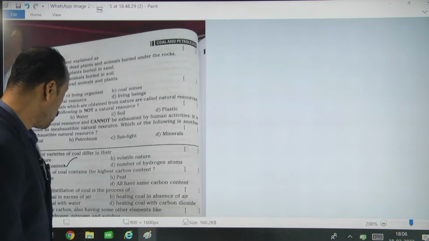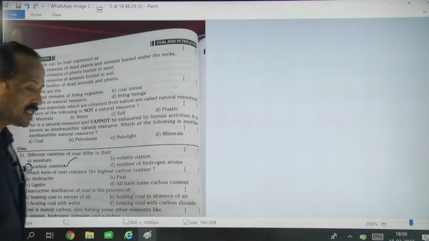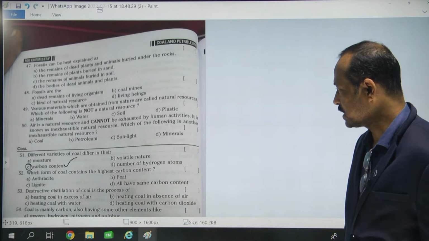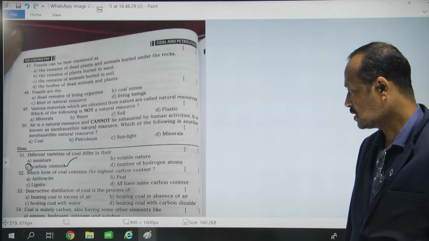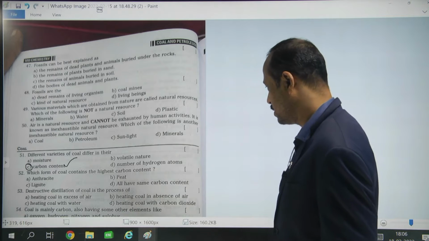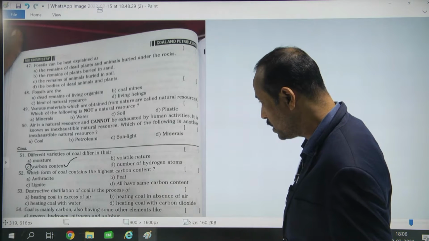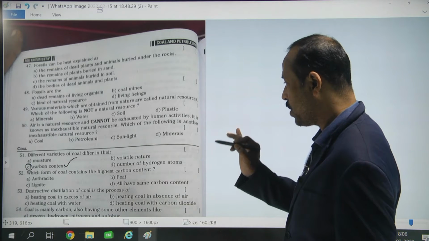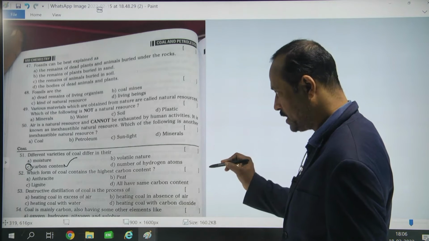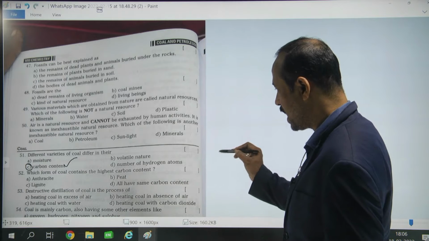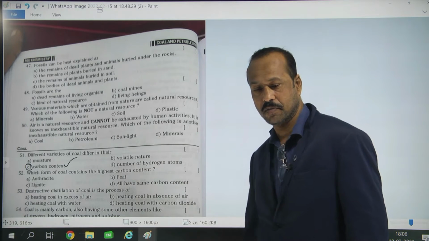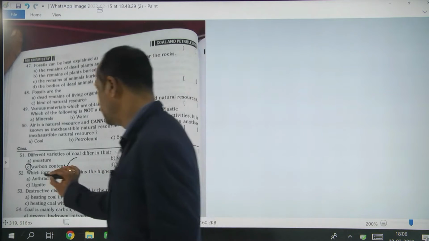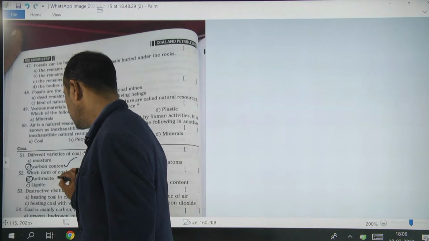Which form of coal contains the highest carbon content? So here, what is the right answer? But here, see, coke is not there. We have anthracite, peat, lignite, and all have different carbon content. Anthracite, very good. Next.